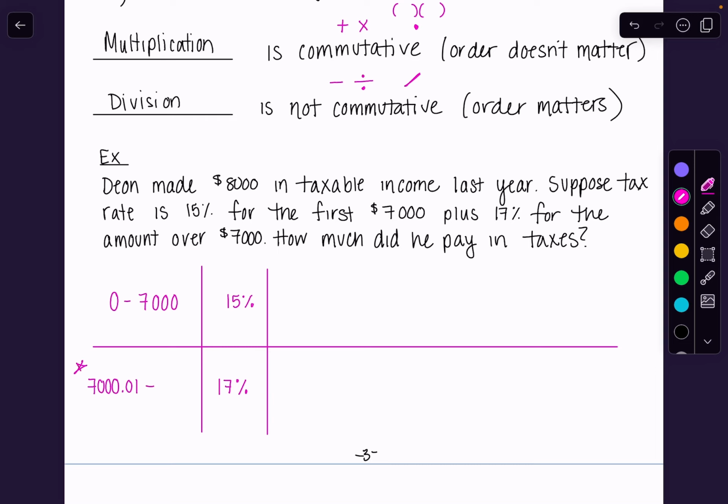So Dion making $8,000 falls into the second range. If I only made $5,000, it would fall into this category and I would just have to pay 15%. But because we're in the second category, my money has to get split. So the first $7,000 he makes is taxed at 15%.